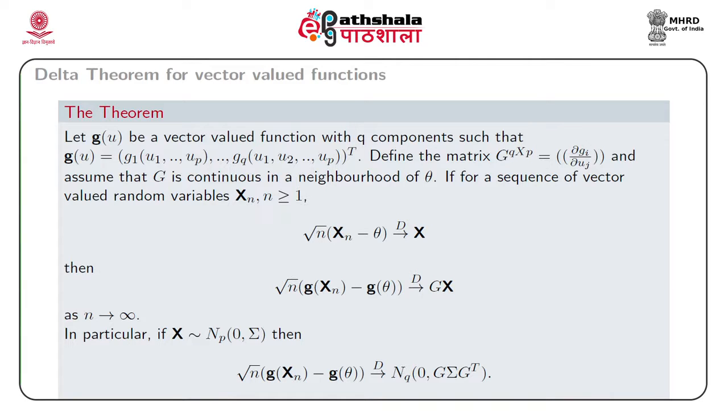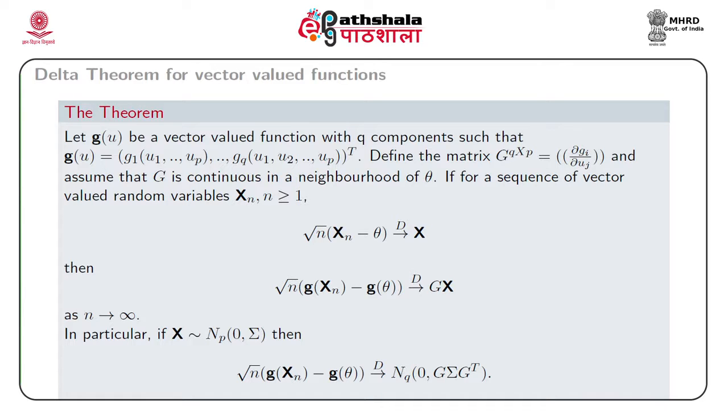If for a sequence of vector valued random variables Xn, square root of n (Xn minus theta) converges in distribution to X, then square root of n (g(Xn) minus g(theta)) converges in distribution to a random variable which is G times capital X.